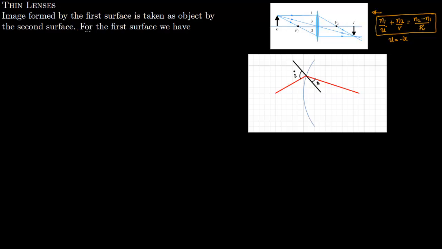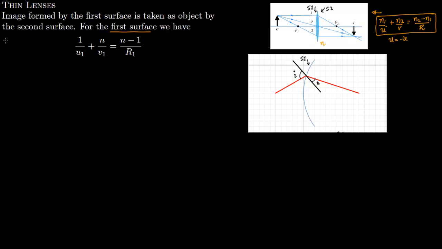So the image formed by the first surface. The lens has two surfaces. This side we are taking as surface 1, and this other side we are taking as surface 2. So for the first surface we just write down the formula. Air is entering the medium, and the refractive index of this lens is n.